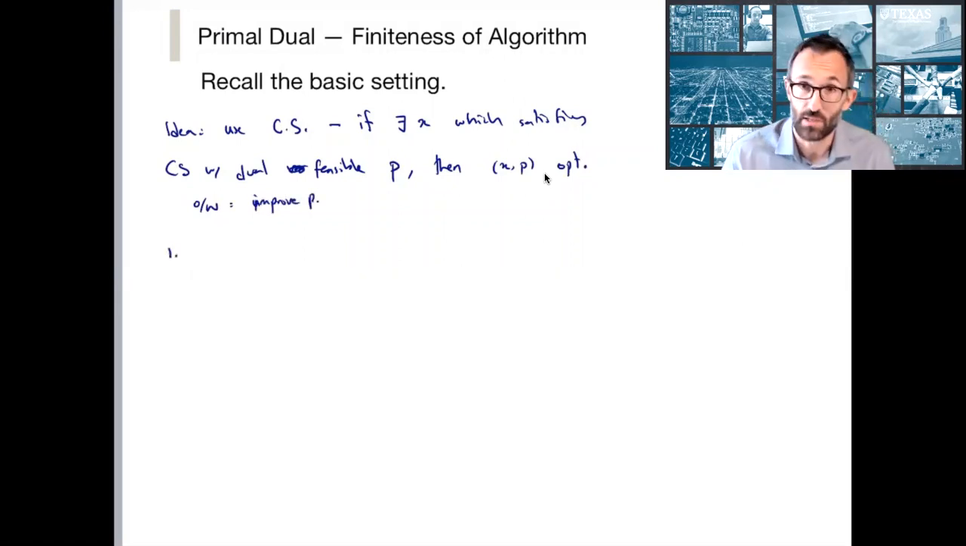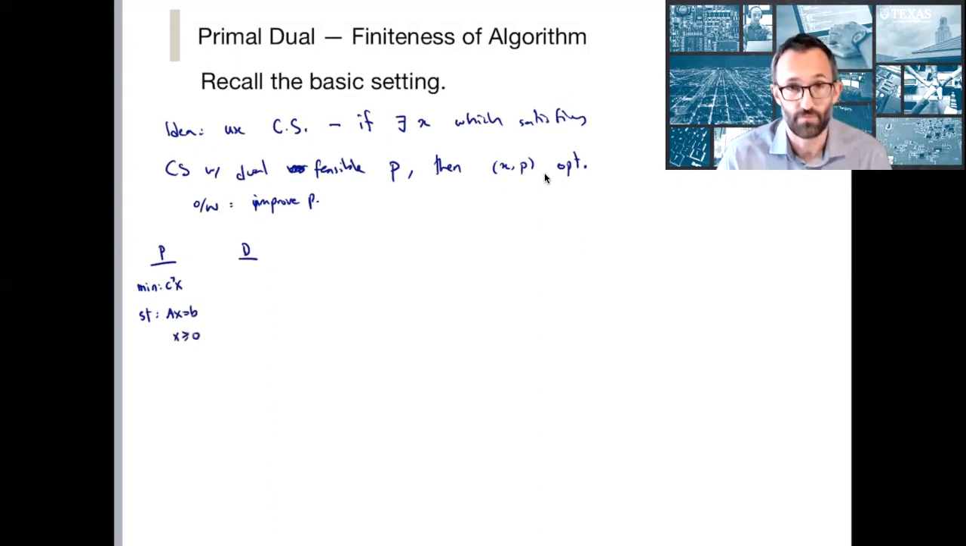Step one is we start with a dual variable. Actually, just so we have everything on one page, let's write down the primal and the dual. So remember the primal, I'm squeezing it in here. It's minimize C transpose X, in standard form, subject to AX equals B, X non-negative. And then the dual is maximize P transpose B, P is the dual variable, subject to P transpose A less than or equal to C, and otherwise P is free.